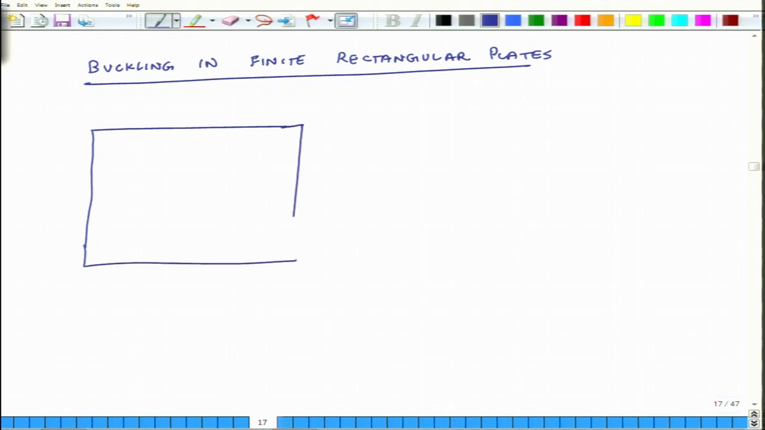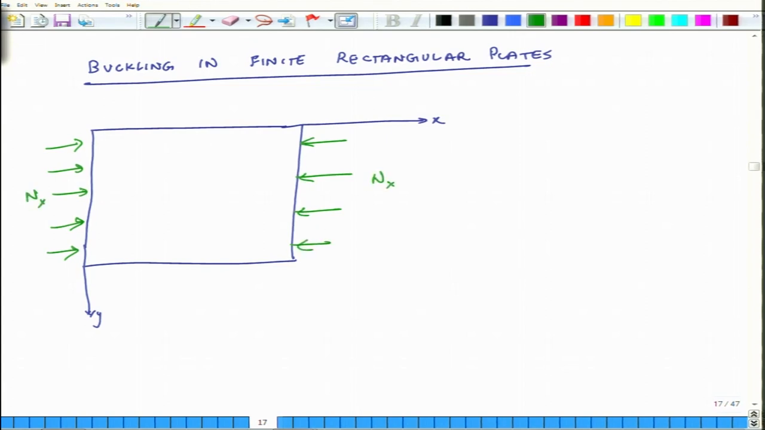So suppose we have a plate of some dimension. Suppose this is my x axis, this is the y axis, and the z axis is perpendicular to the plane of the screen. This plate can buckle because of three different sets of forces or force resultants. The first one is Nx. If I apply some compressive force in the x direction, it can buckle. It can also buckle because of application of Ny.